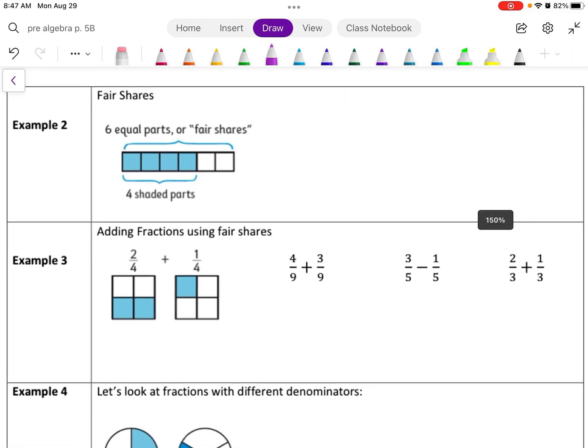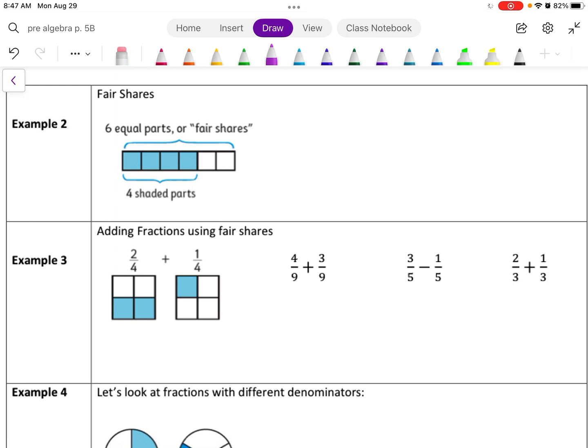So now, fractions are fair shares, right? So if we have 6 equal parts or fair shares, right, that is our whole, those 6 equal parts. And then if we have 4 of them shaded, 1, 2, 3, 4, we have 4 out of 6 is our fraction.